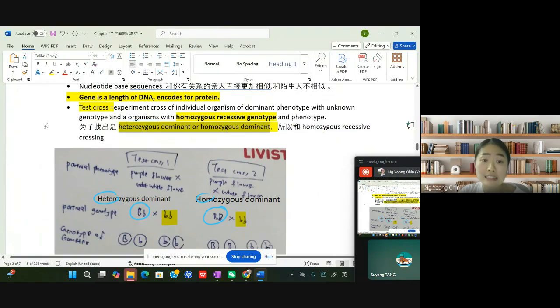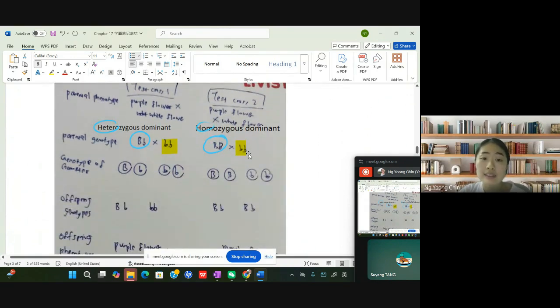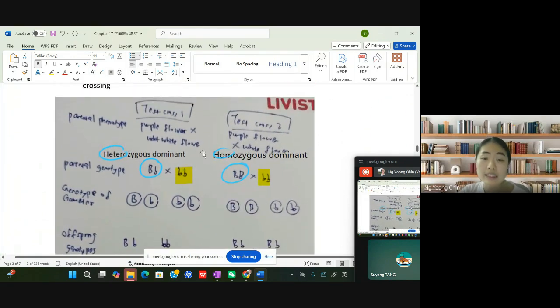So that's why they do this test cross. A test cross must be crossed with the homozygous recessive. So you can see, this is a test cross. The first test cross will be the purple flower with the white flower. The second will also be a purple flower and a white flower, but you are not sure.